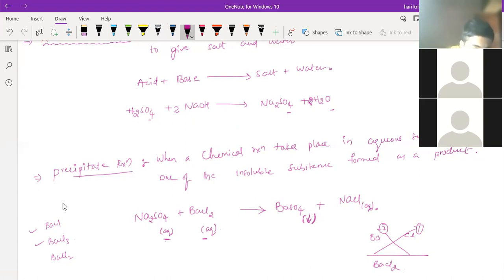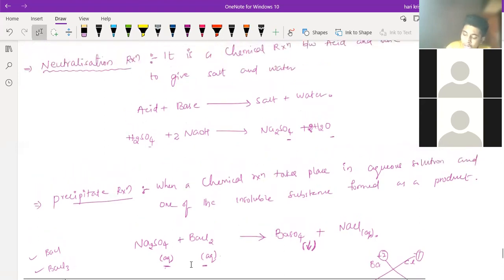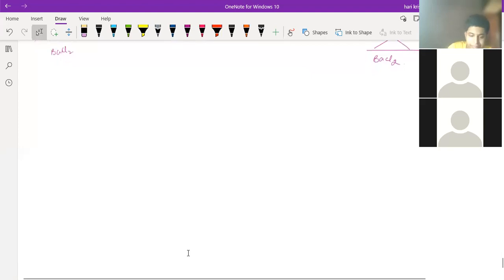Losing of electrons is oxidation and gaining of electrons is reduction. Both happen simultaneously. That is the redox reaction. So first we'll discuss the balancing concept, then we'll come back to neutralization and these redox reactions. Okay. Yes, sir.